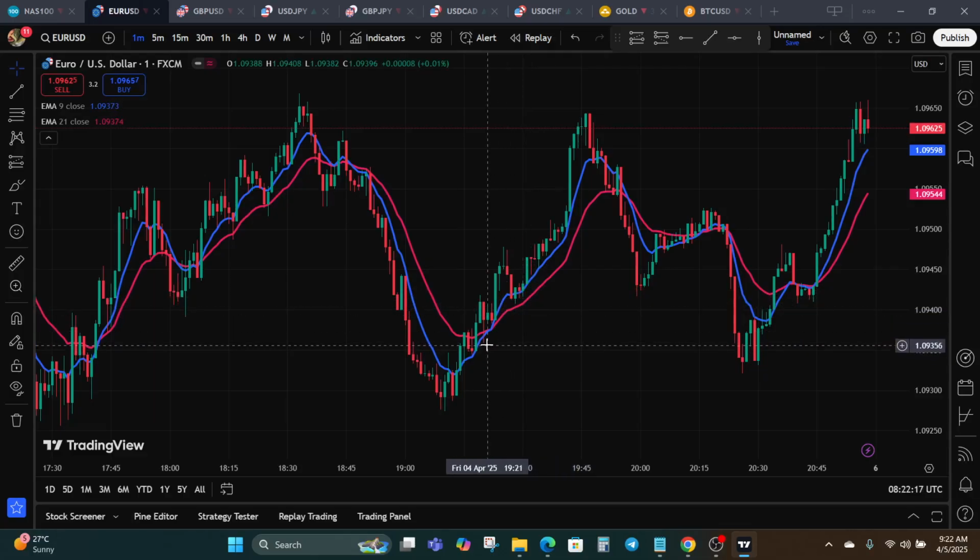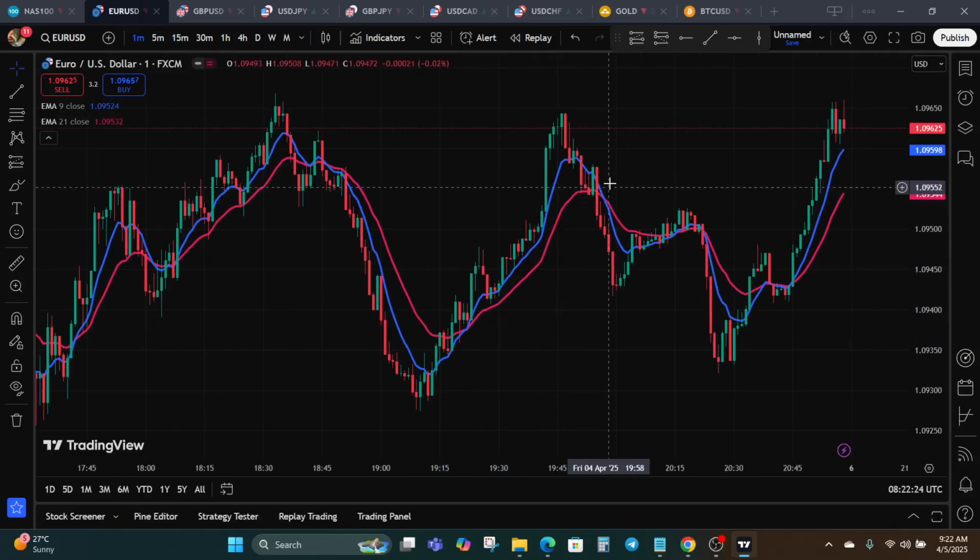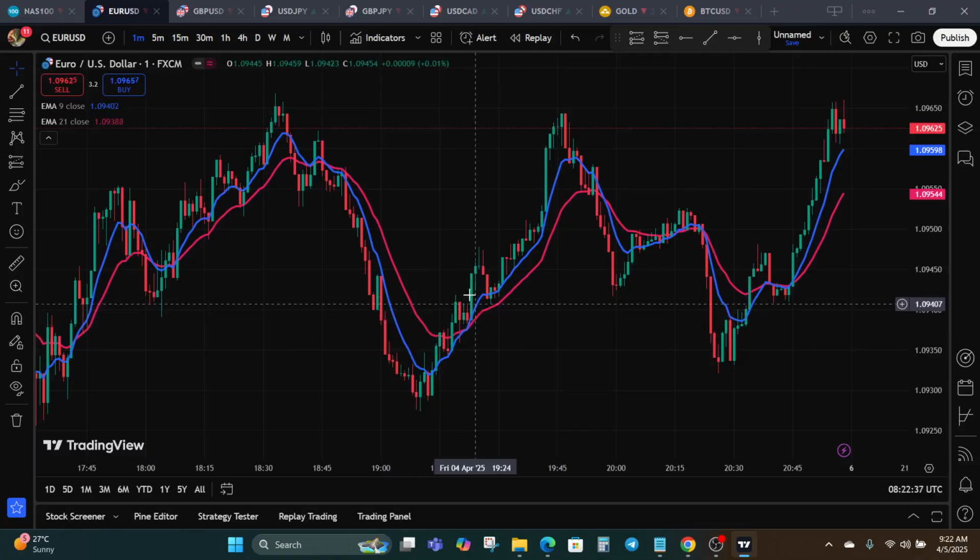When the 9 EMA crosses above the 21 EMA, we are looking for buy setups. When the 9 EMA crosses below the 21 EMA, we are hunting for short setups. All right. So here's the magic. You wait for the crossover to happen. You look for price action that confirms the trend.